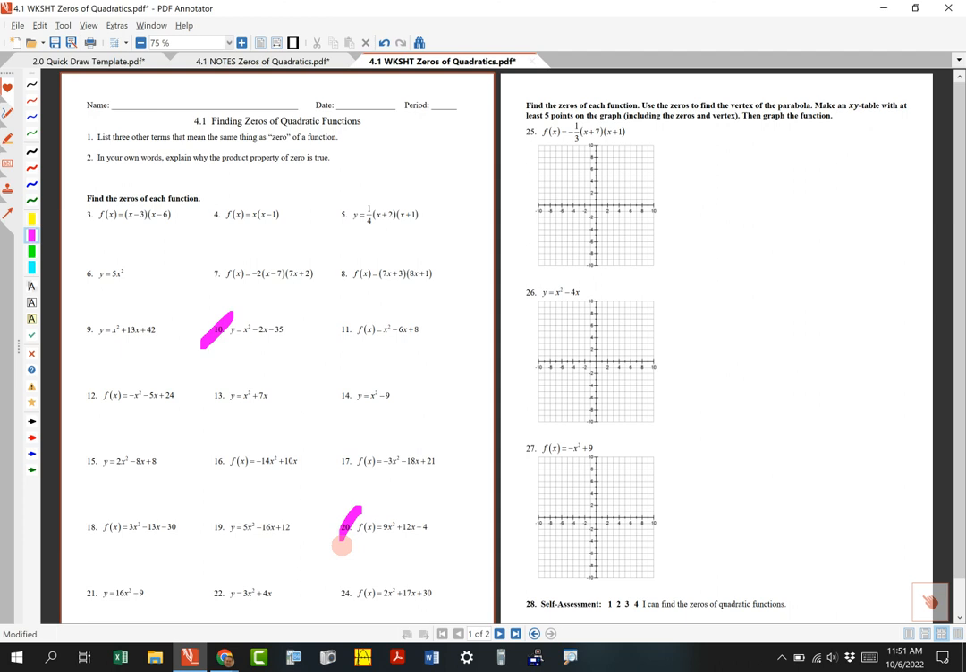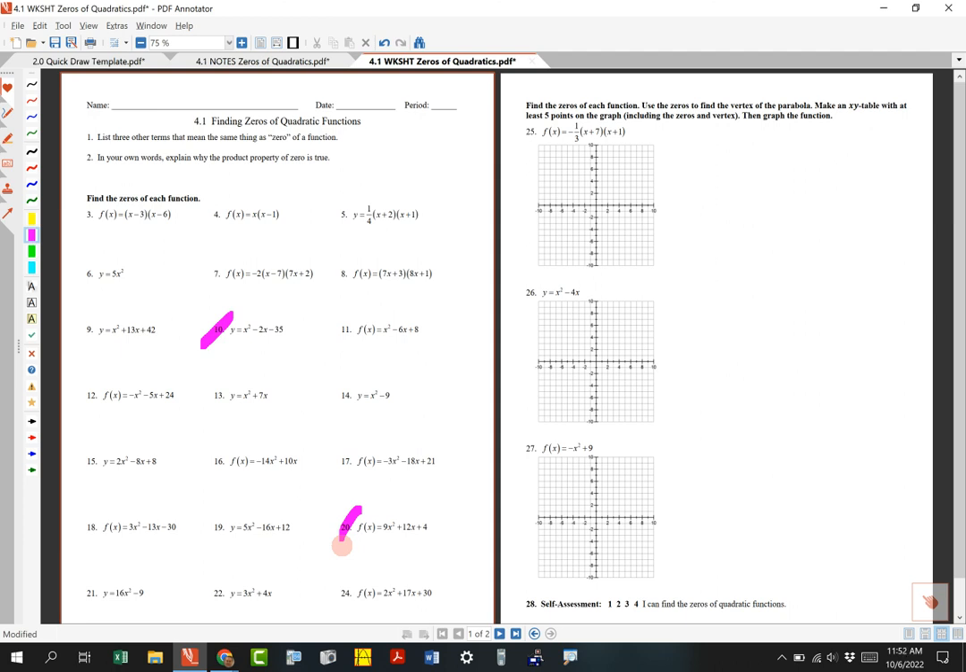In your own words, explain why the product property of 0 is true. You don't have to get too in depth on this. Yeah. Anything times 0 is 0. Perfect. I'll take something like that. If you multiply by 0, you get 0. Anything times 0 is 0. Anything you want to say like that is fine.